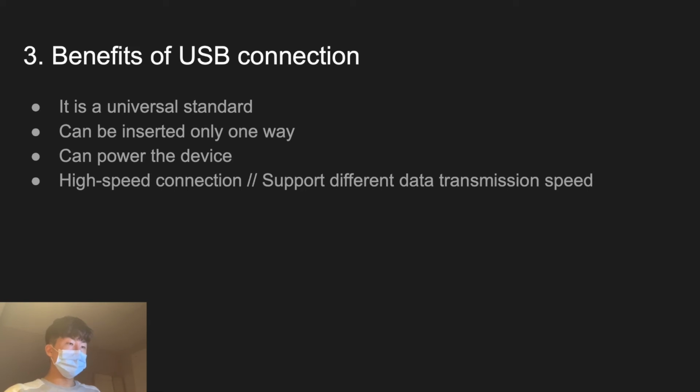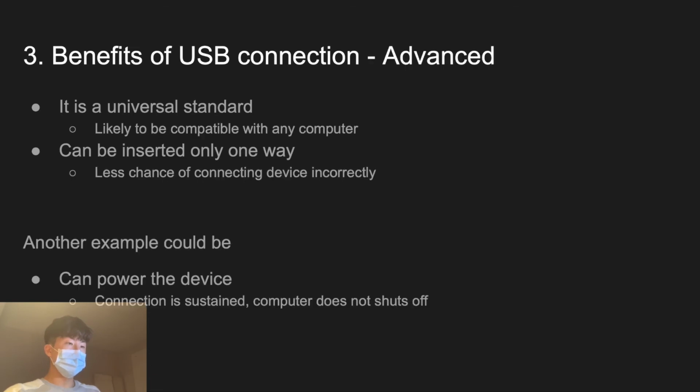But the question may also ask you to give a detailed explanation about the benefits of USB. In this case, for the first 2 points, memorize these simple explanations, which will give you full 4 marks. For example, if USB connection is a universal standard, it is likely to be compatible with any computer. And because it can be only inserted one way, there is less chance of connecting devices incorrectly. This seems really simple, but you can get 2 marks separately for this explanation, which is so simple. So besides error checking, these questions are the main questions in this subsection.